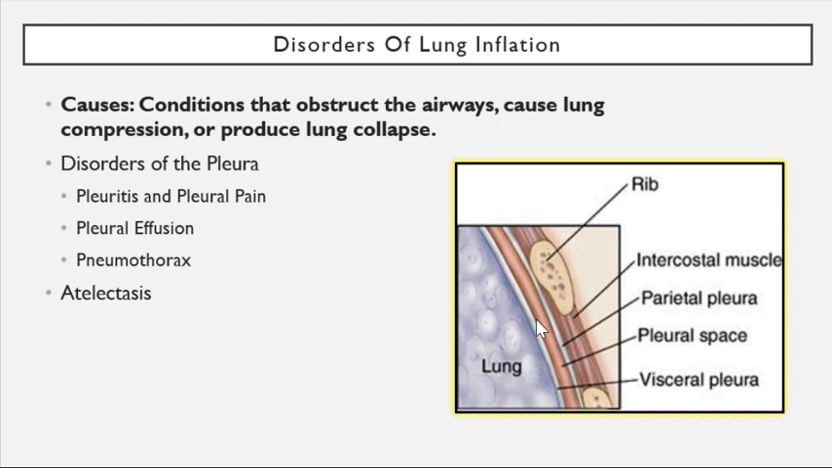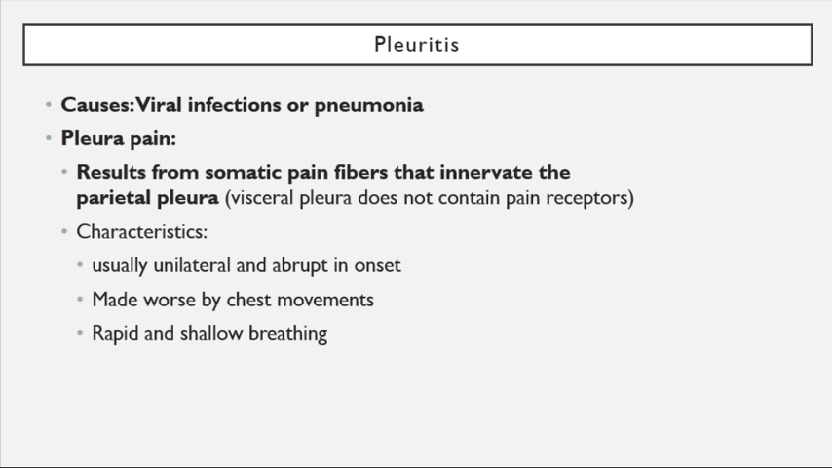Disorders of lung inflation: conditions that obstruct the airways, causing lung compression or produce lung collapse. If you remember your lung physiology, you have this pleural space in between the lung and the rib cage, and that allows your lungs to expand a little bit. So this is going to be important for this.